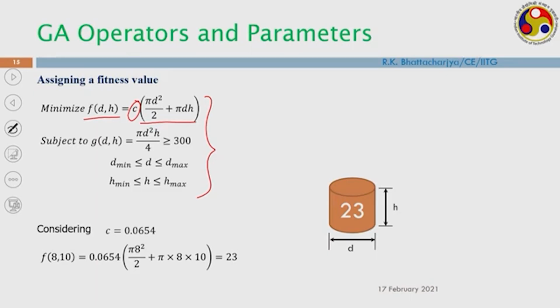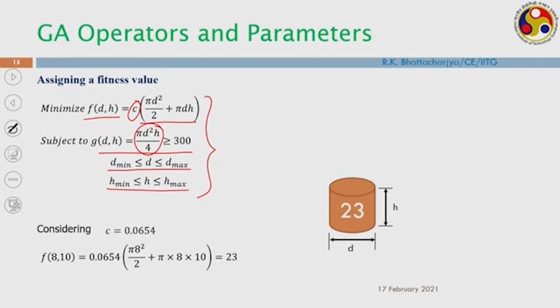And there are some constraints. The constraint is that the volume should be greater than 300. D and H you have to choose in such a way that the volume is greater than 300, and there is an upper limit and lower limit of D, and there is an upper limit and lower limit of H. So, H and D should be between the upper limit and lower limit.